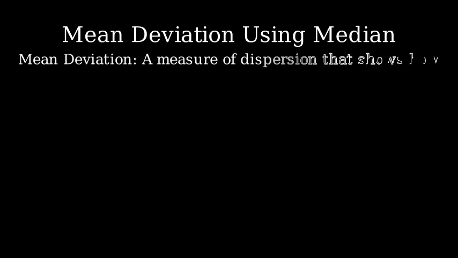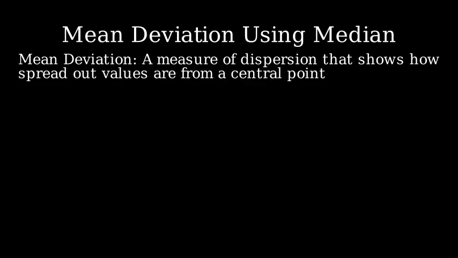Welcome to our lesson about mean deviation using the median. In statistics, we often want to measure how spread out our data is from a central value. One way to do this is by calculating the mean deviation. The mean deviation is a measure of dispersion, which tells us how spread out the values in our dataset are from a central point. While we can calculate mean deviation using either the mean or the median as our central point, today we'll focus on using the median.